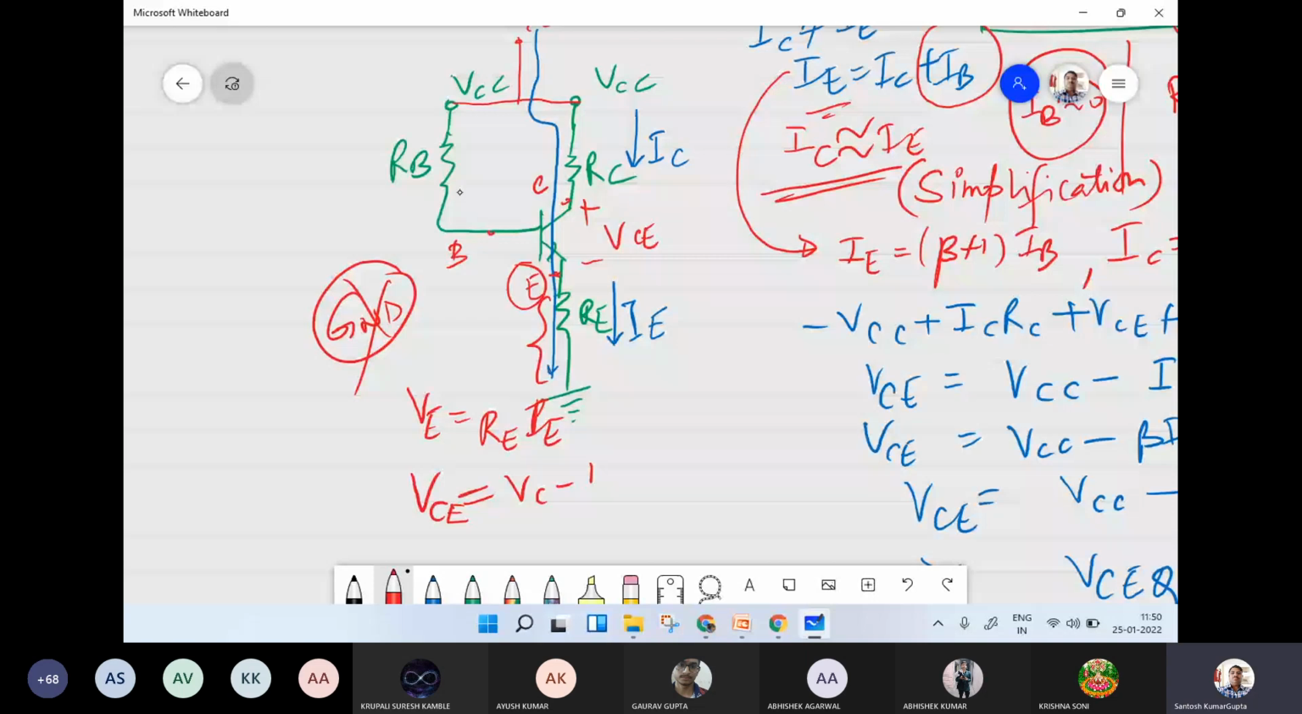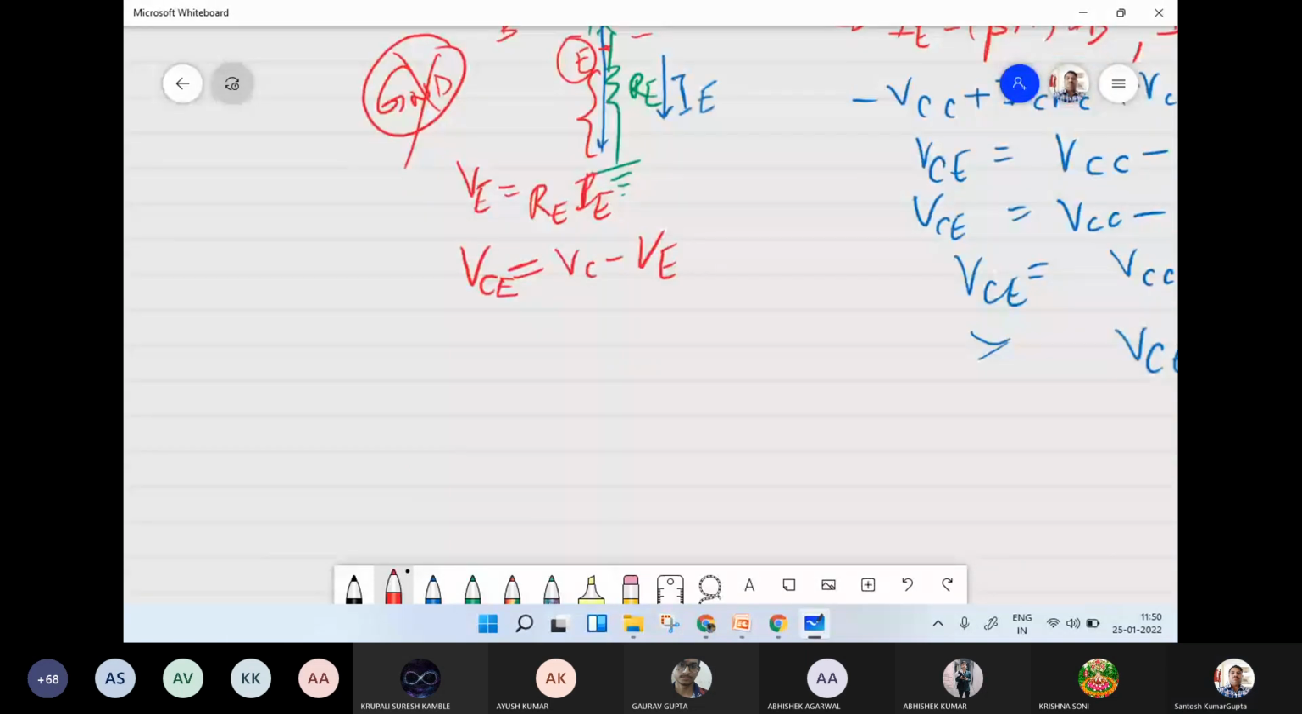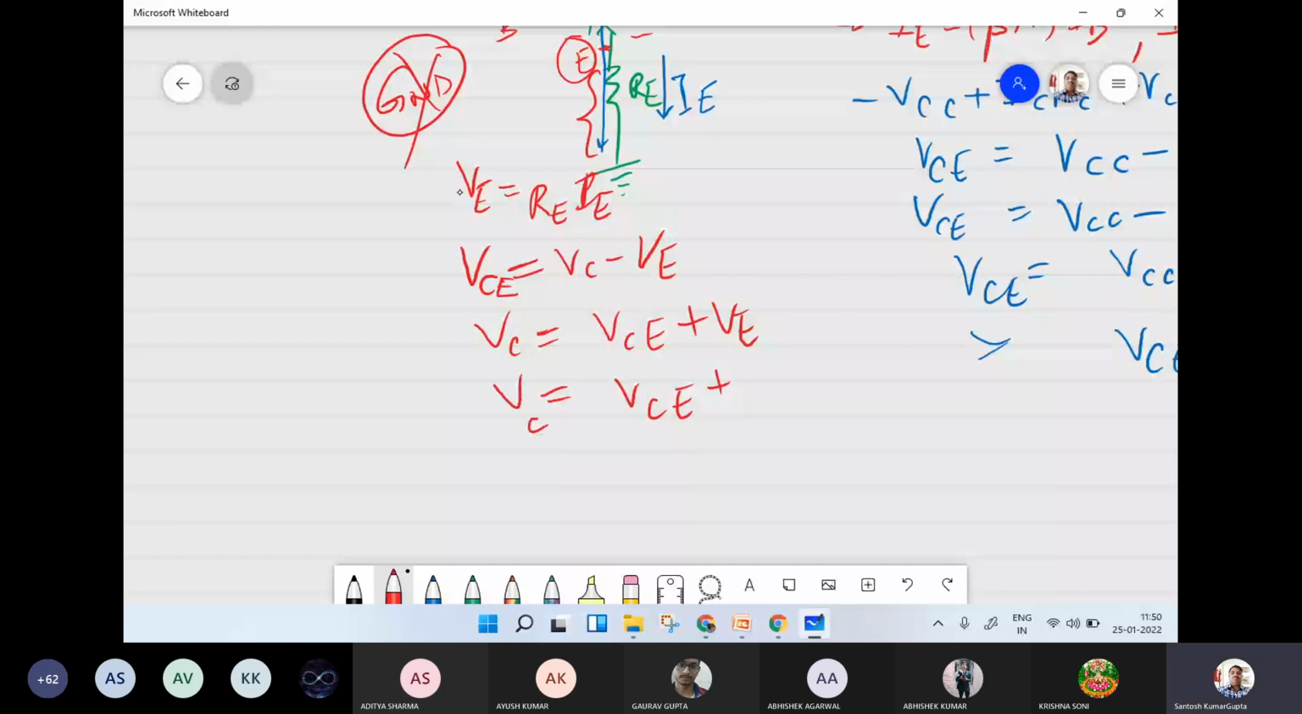And from here, VC can be written as VCE plus VE. VE is already found, VCE is already found, so we can find this VC. So VE is equal to IE times RE. In this way, we can find this.